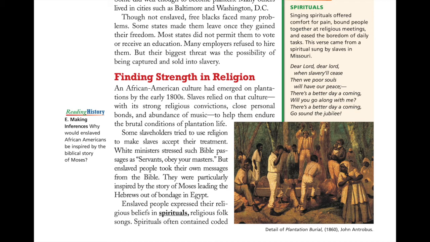Finding strength in religion. An African American culture had emerged on plantations by the early 1800s. Slaves relied on that culture, with the strong religious convictions, close personal bonds, and abundance of music, to help them endure the brutal conditions of plantation life. Some slaveholders tried to use religion to make slaves accept their treatment. White ministers stretched such Bible passages as, "Servants, obey your masters." But enslaved people took their own messages from the Bible. They were particularly inspired by the story of Moses leading the Hebrews out of bondage in Egypt.